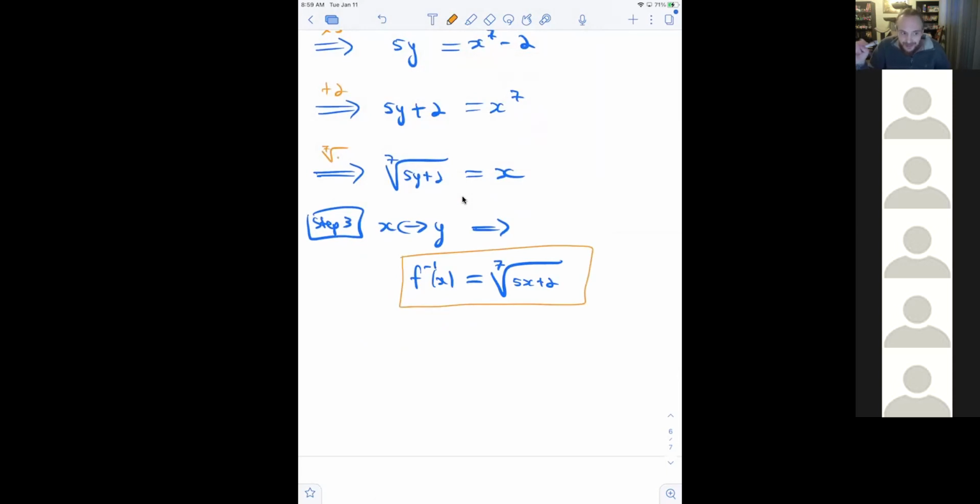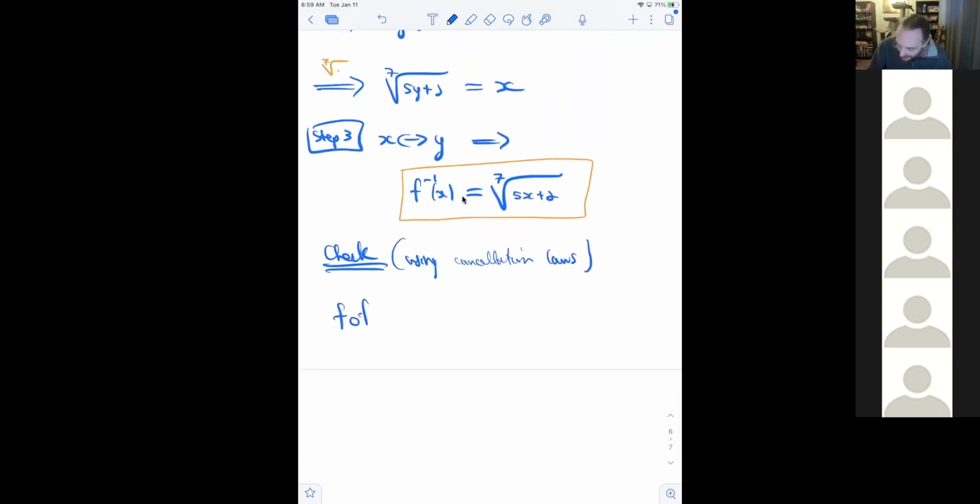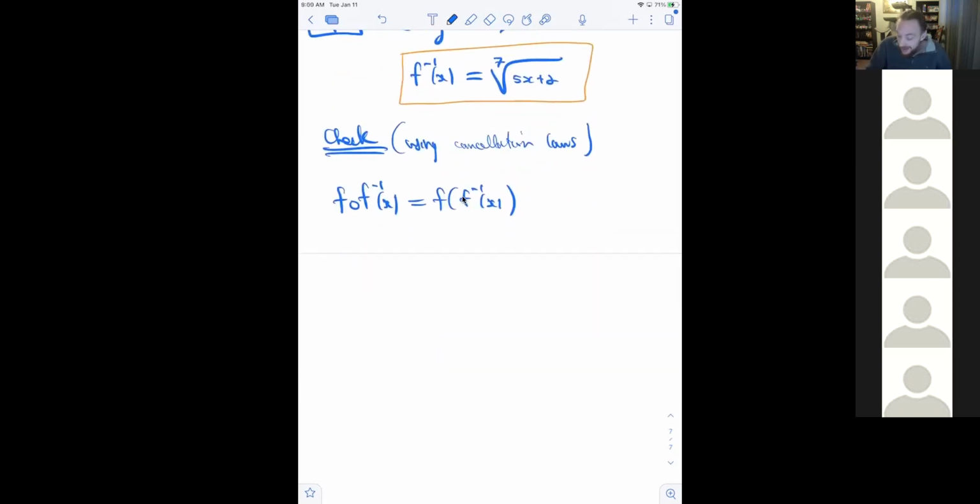This is how we find the inverse of algebraic functions. So check, you can check this always using cancellation. What do I mean by that? Well, f following f inverse of x is going to equal, by definition, f of f inverse of x. How do I do this? By composition, I do the inside first. So f of, what does f inverse do? It takes me to the 7th root of 5x plus 2.